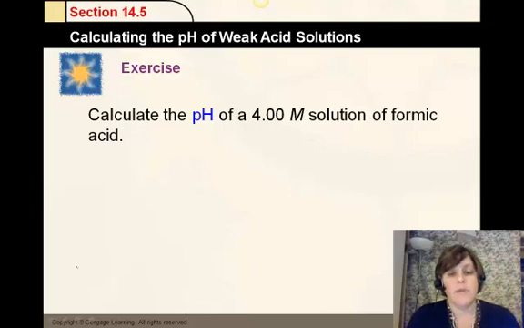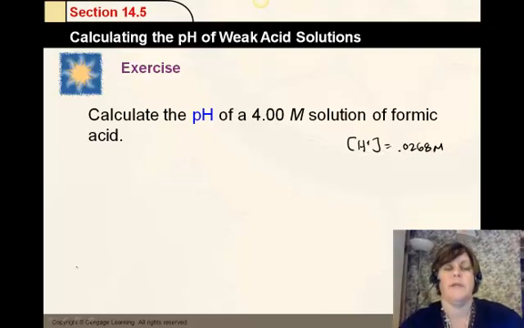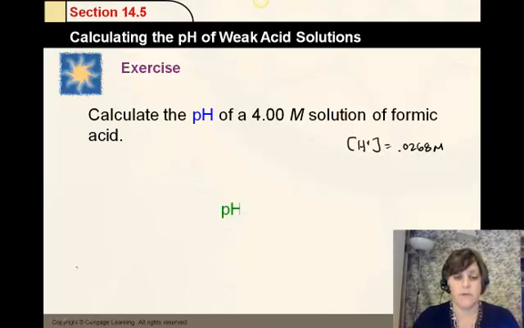How about calculating the pH of a 4 molar solution of formic acid? How do we do that? Pretty easily, because we know the hydrogen ion concentration, which was 0.0268, from before when I solved for Ka. I just take the negative log, and when I do, I get a pH of 1.57.